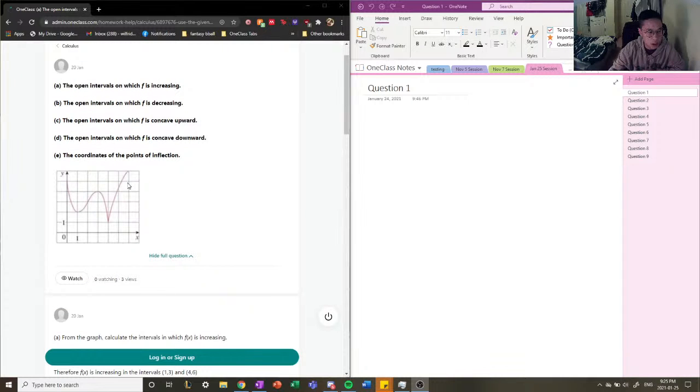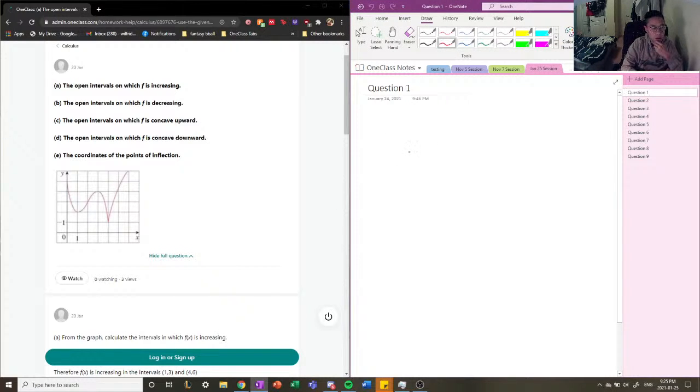Okay, so I'll go into a little bit of detail on how to do it mathematically and computationally, but I'll also be explaining how to identify what areas of the graph are increasing, decreasing, concave up, concave down, and where the point of inflection is. Okay, so let's start with A.